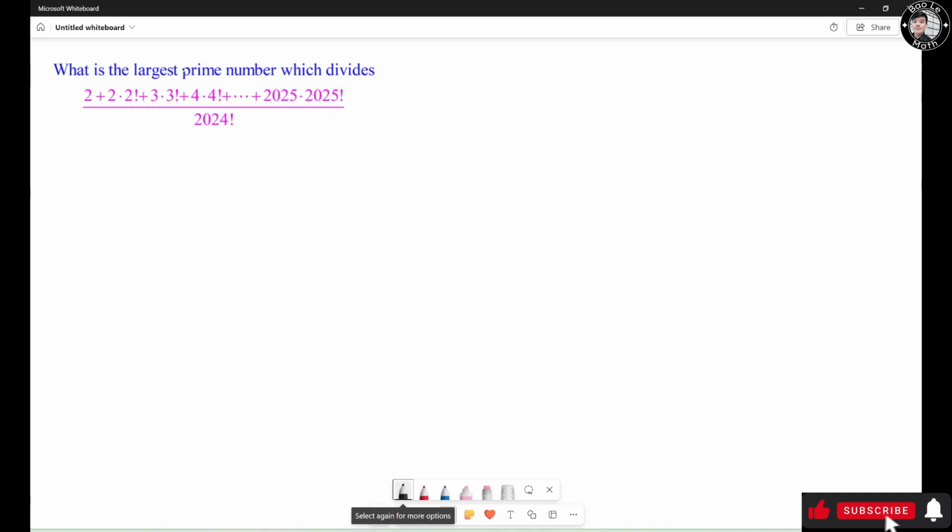What is the largest prime number which divides 2 plus 2 times 2 factorial, plus 3 times 3 factorial, plus 4 times 4 factorial, plus etc., plus 2025 times 2025 factorial, over 2024 factorial? We're going to start with the numerator, so I'm going to rewrite the numerator.